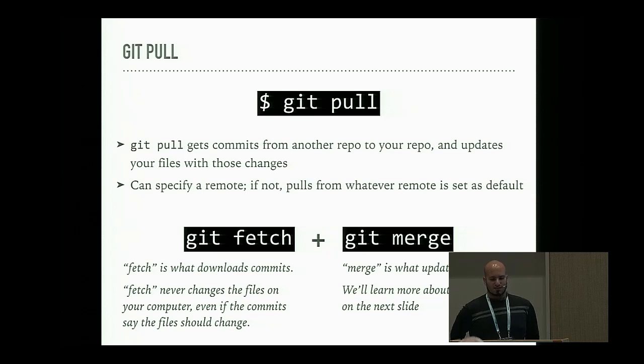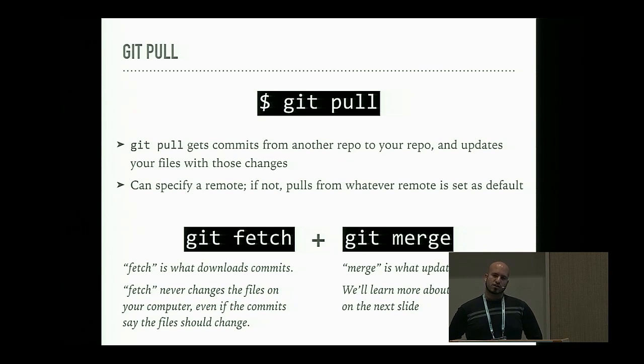So just like there's the git push command, there's also the git pull command, which gets commits from another repository and updates your files with those changes. You can specify a remote. If you don't, it's going to do whatever is set as the default, which we've set the default to be origin. Now, when I run git pull, that is actually doing two operations on Git. And those two operations are git fetch and git merge.